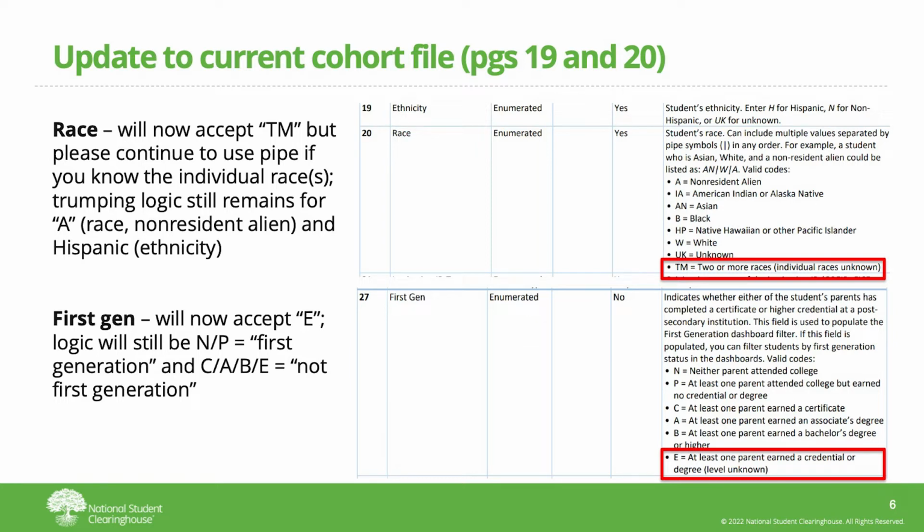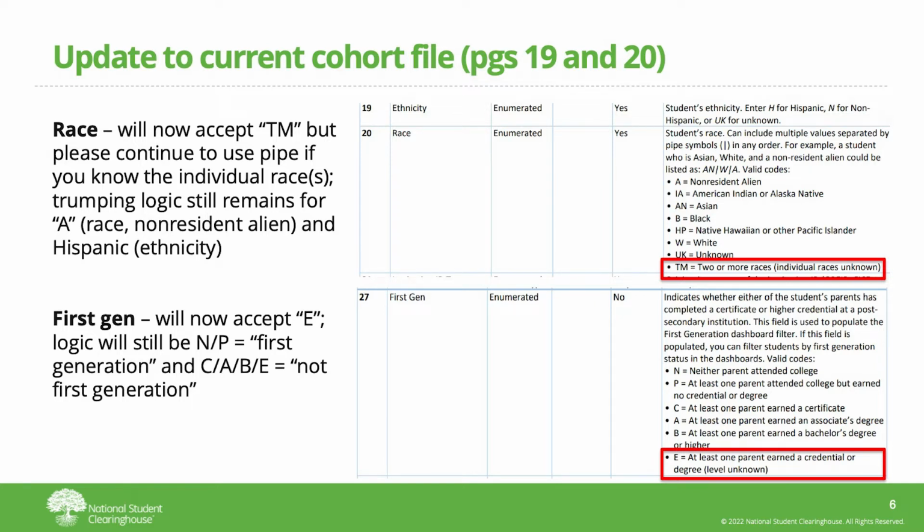The other thing is first generation, or first gen is the actual name, will now accept E as a value there. Again, some institutions were aware that potentially a parent or guardian had attended post-secondary education, but didn't know what credential or degree type that the parent had actually received. So what we've done is now added E again as a value to acknowledge that.